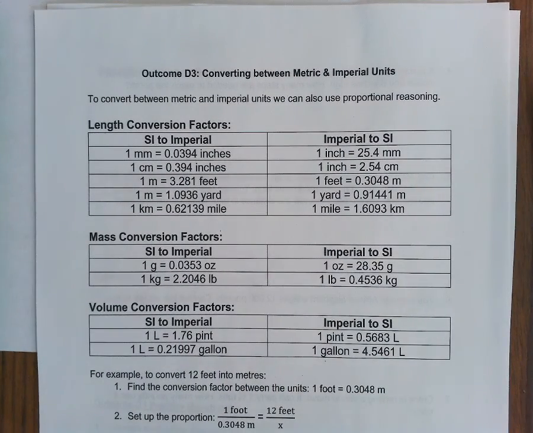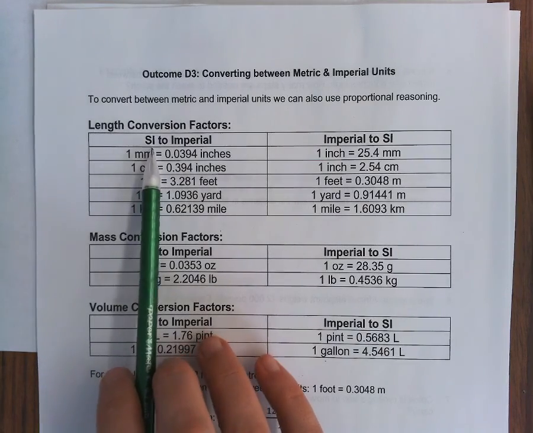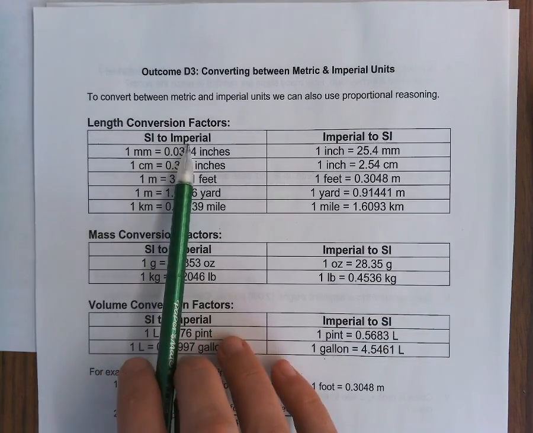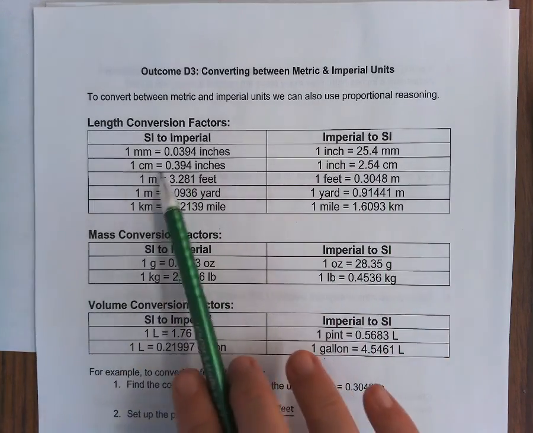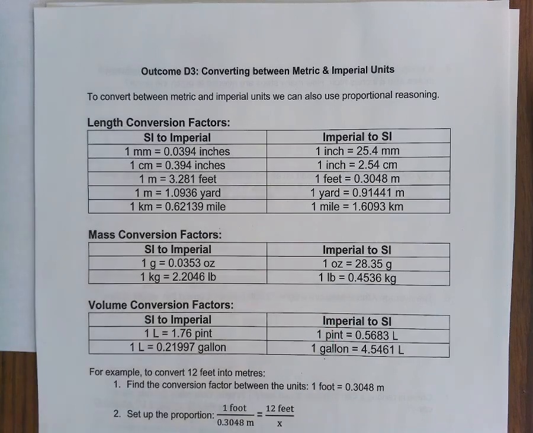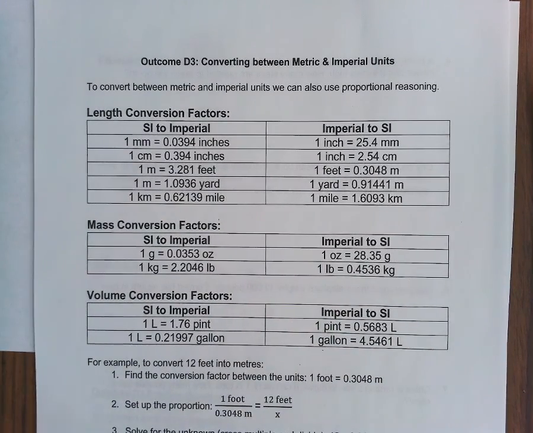The thing to pay attention to is whether you're going from SI, which remember is just another word for metric, to imperial, or from imperial to SI. Depending on which conversion you're doing, you're going to find the appropriate conversion factor, and then you're going to use the same steps that we used in the previous lesson of setting up your two equivalent ratios.